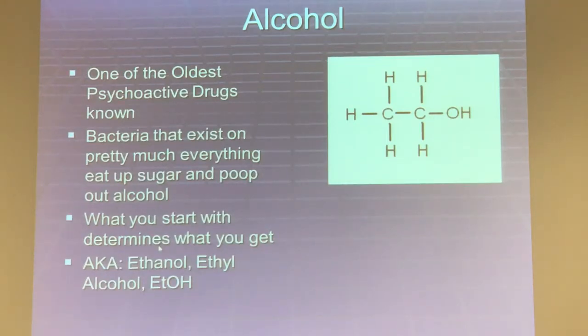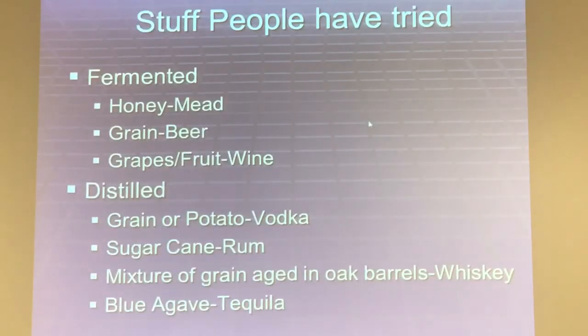Whatever you start with determines what kind of alcohol you get. There are lots of different kinds of alcohol out there, but all of them are just this molecule with other stuff in it. The actual chemical that has psychoactive properties is this thing. Everything else is just other stuff in the alcohol, flavorings and other things that make it taste slightly different. So ethanol, ethyl alcohol, ETOH, these are all ways you can talk about it. So, things that you have tried.